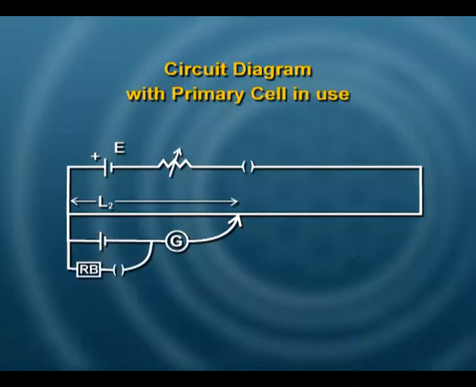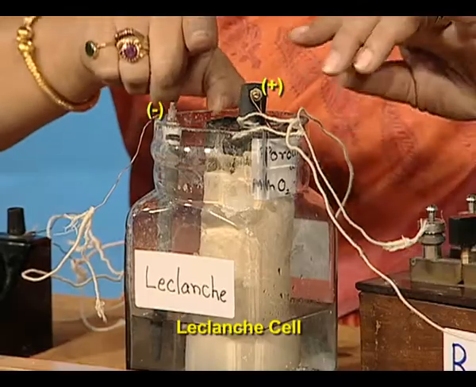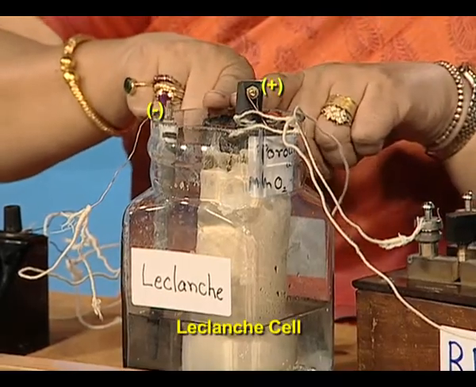If you remember, your equation was E is equal to V plus I R, where V is the terminal potential difference for this particular cell, I is the current flowing in this circuit, and R is the internal resistance. We want the internal resistance of this cell.